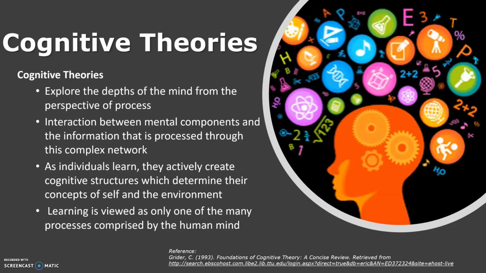The branches of the cognitive theory have the following basic concepts: they explore the depths of minds from the perspective of process, interaction between mental components and the information that is processed through the complex network, our mind, our brain, doing that processing. And as individuals learn, they actively create cognitive structures which determine their concept of self and that environment. That goes back to that definition we looked at with cognitive: that processing of thinking, reasoning, remembering, that environmental processing. And also, learning is viewed as only one of the many processes comprised by the human mind.